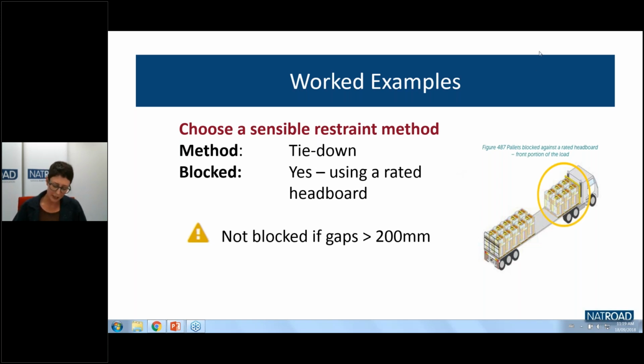Another thing to note here is that the load isn't blocked if there is a gap greater than 200mm between the load and the headboard. Also, the load isn't blocked if there's a cumulative gap along the trailer, so between the pallets, that's greater than 200mm. Okay.